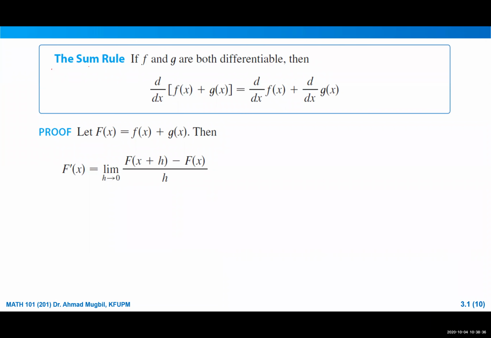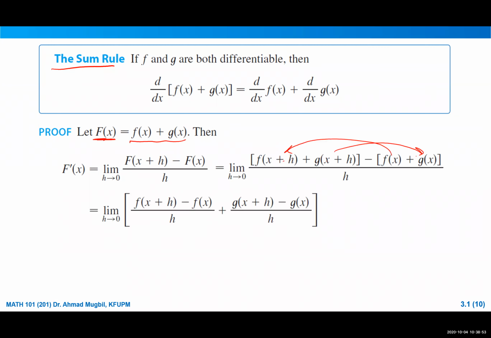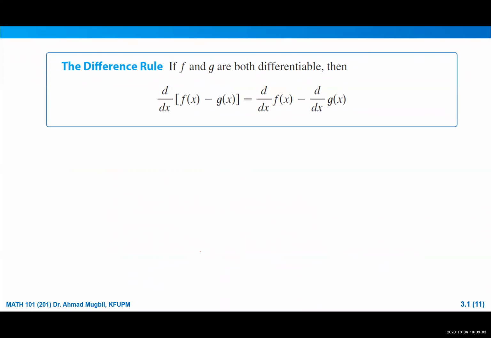Now the sum rule, you can prove it, of course. If you consider the sum function to be capital F, then the derivative of capital F will be the limit of the sum. Combine f with f and g with g, and then split into fractions. And this expression is the derivative of g, and this expression is the derivative of f, and you prove it. The same for the difference, I told you about that.